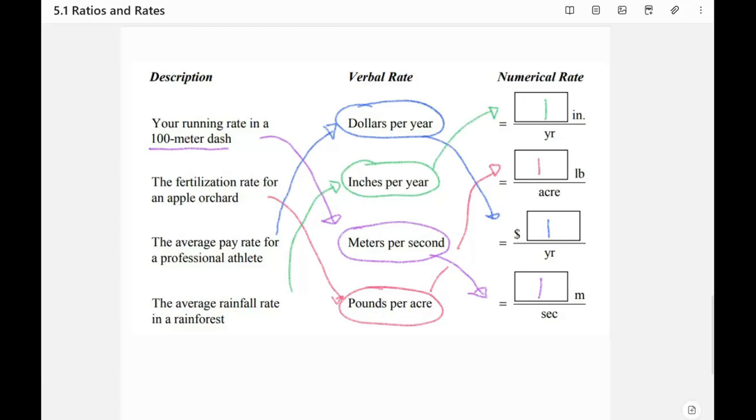So in 5.1, ratios and rates, we're going to take some of these wordings and descriptions, find out what the verbal rate looks like, and also the numerical rate as well.